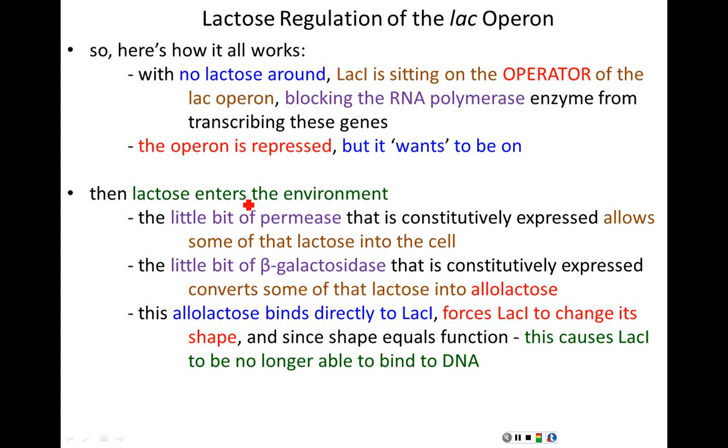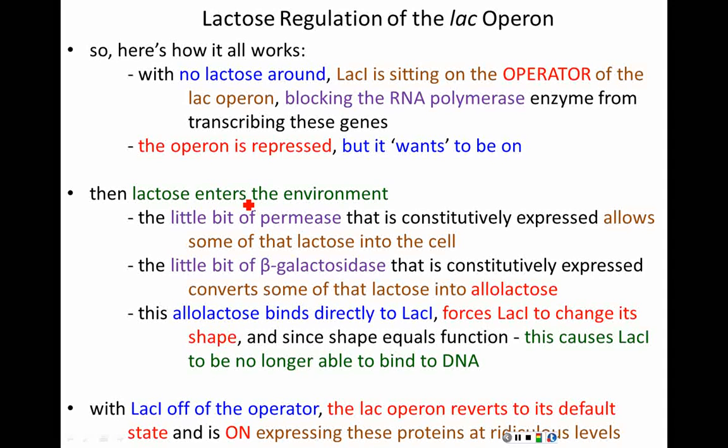But once made in these low levels, allolactose binds directly to LacI. And when allolactose binds to LacI, the LacI protein changes its shape. When it binds to allolactose, that makes the whole protein change its shape. And when the LacI protein changes its shape, it can't do what it used to do before. LacI was binding to the operator and blocking RNA polymerase because it had a particular shape that let it bind there. Once allolactose binds to LacI, it changes its shape, and that shape change causes LacI to no longer be able to bind DNA, and so LacI lets go of DNA and floats away.